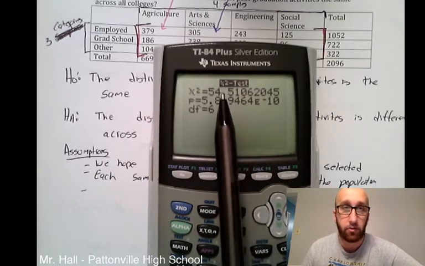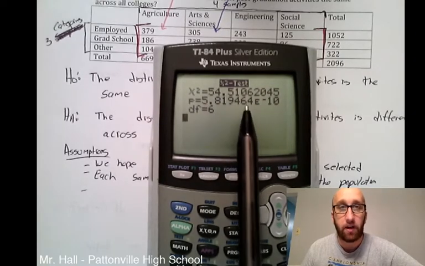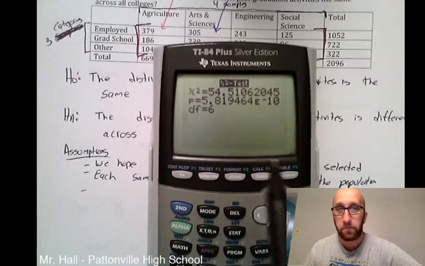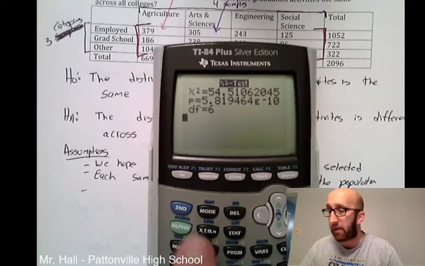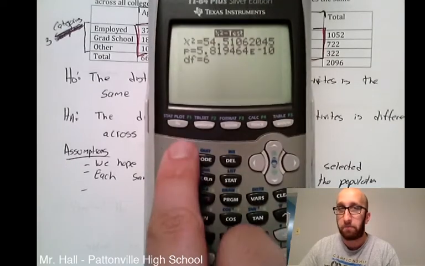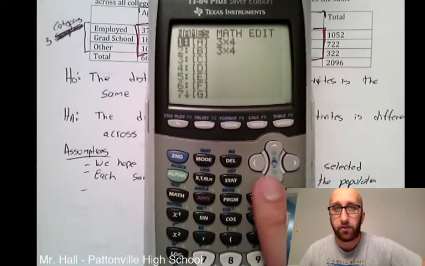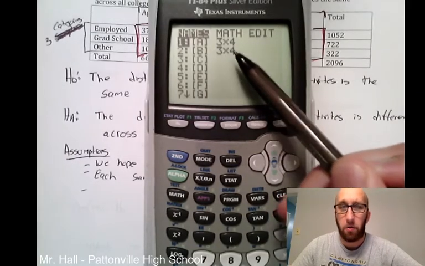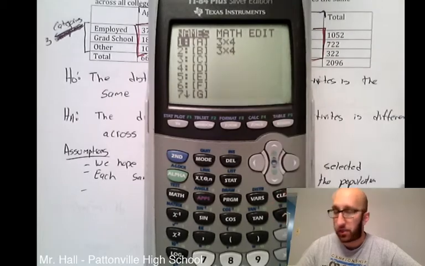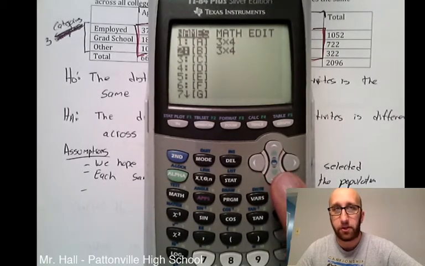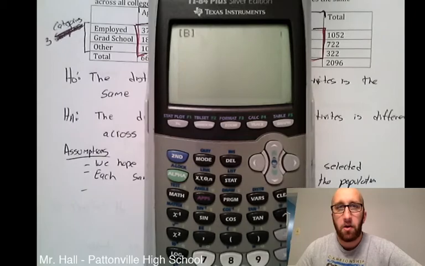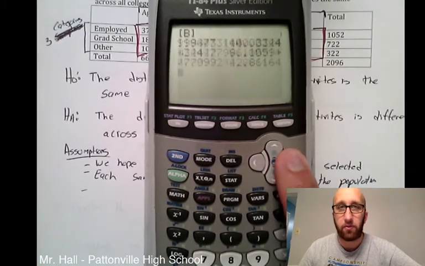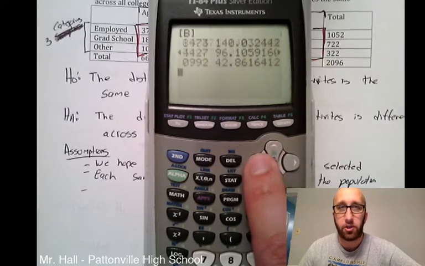It gave me a chi-squared test statistic, a p-value, and degrees of freedom. It did everything that quickly. But where I'm at on my paper, I need to know what my expected counts are. If you go back to second matrix, you might not have noticed earlier, but there was a 1 by 1 matrix here, and it automatically changed to a 3 by 4. If you go down, highlight matrix B and hit enter, it's going to show you all the expected counts.